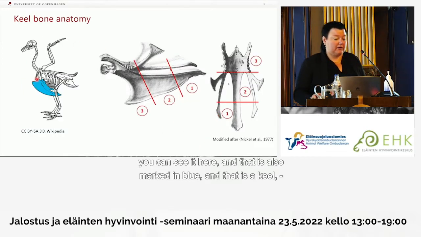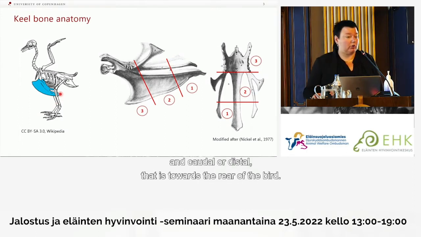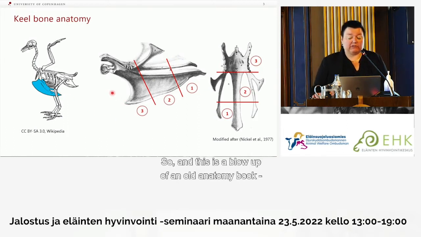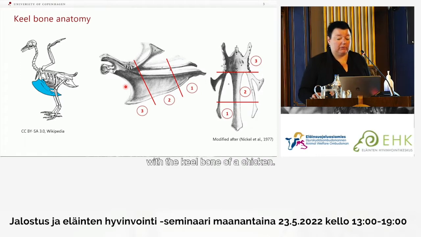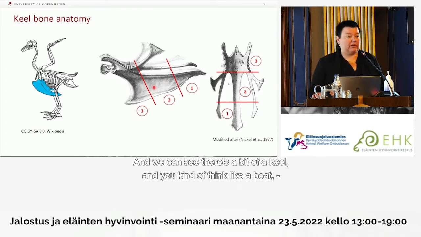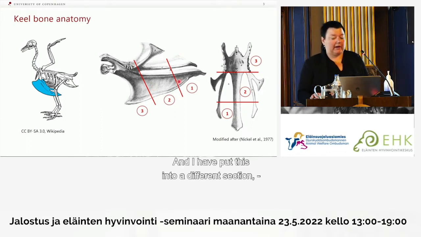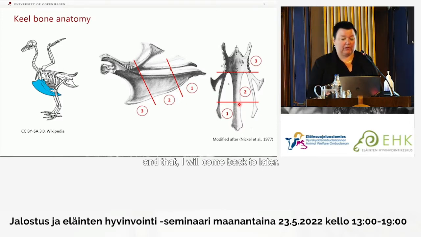When I talk about cranial, that is towards the head, and caudal or distal, that is towards the rear of the bird. This is a blow-up of an old anatomy book with the keel bone of a chicken. We can see there's a bit of a keel, and you can think of it like a boat. They also have a keel to be stable in the water. And I have put this into a different section, which I will come back to later.